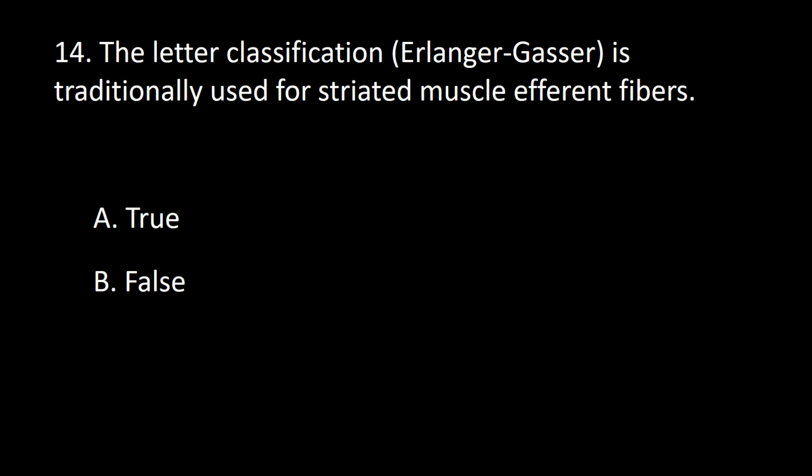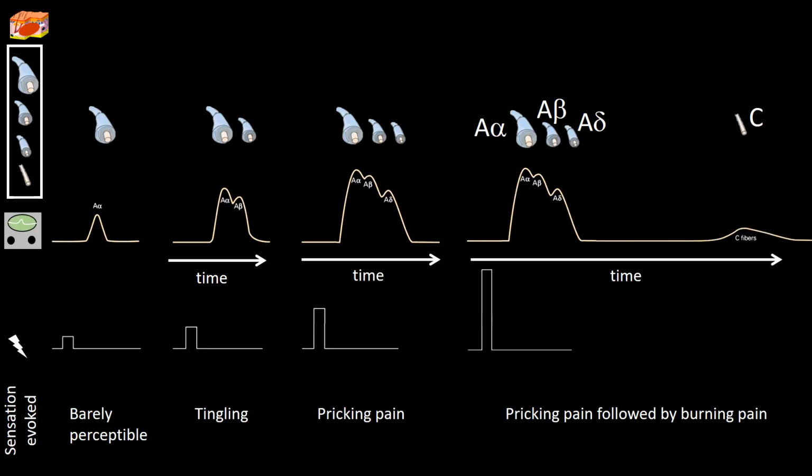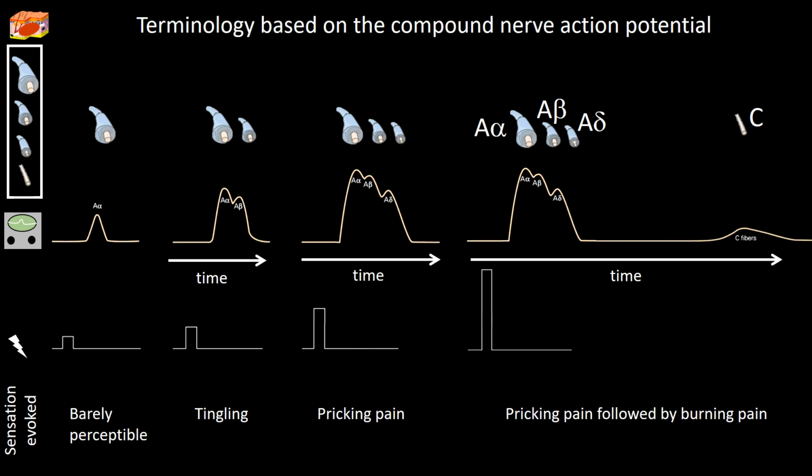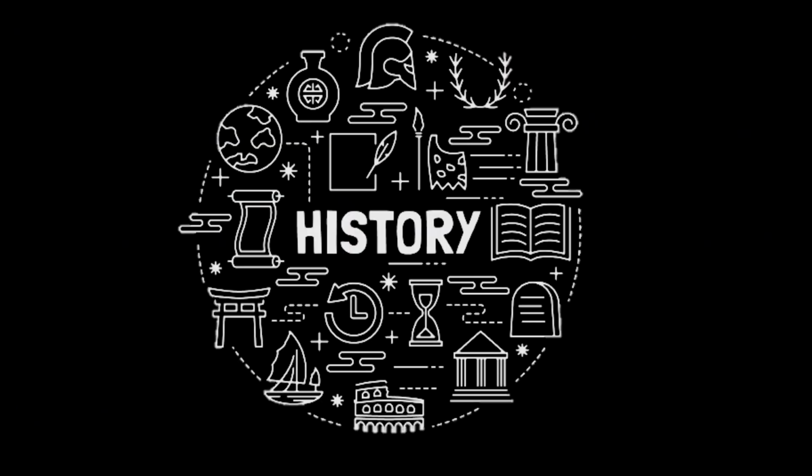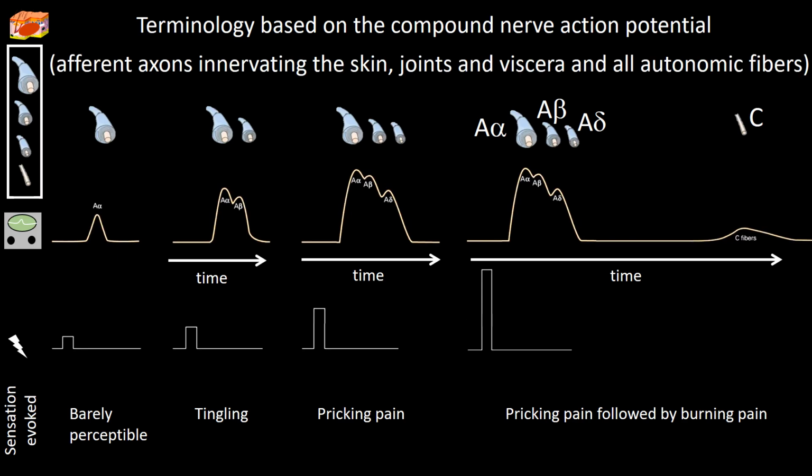Next question. The letter classification Erlanger-Gasser is traditionally used for striated muscle efferent fibers. A true, B false. The letter classification depicted in this frame is based on the appearance of compound nerve action potential after stimulation. Traditionally, this classification is used for afferent axons innervating the skin, joints, and viscera, and also for afferent and efferent autonomic fibers.